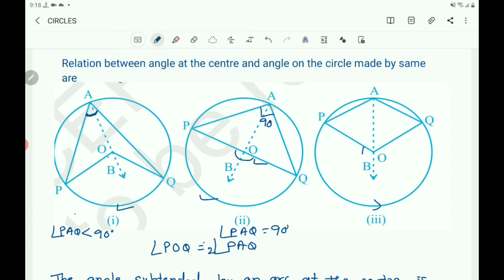And here this is the reflex angle, more than 180 degree. If it is more than 180 degree, it means angle PAQ is more than half of 180, and half of 180 is 90. So angle in the major segment is acute angle. Angle in the semicircle is right angle. And angle in the minor segment is obtuse angle.